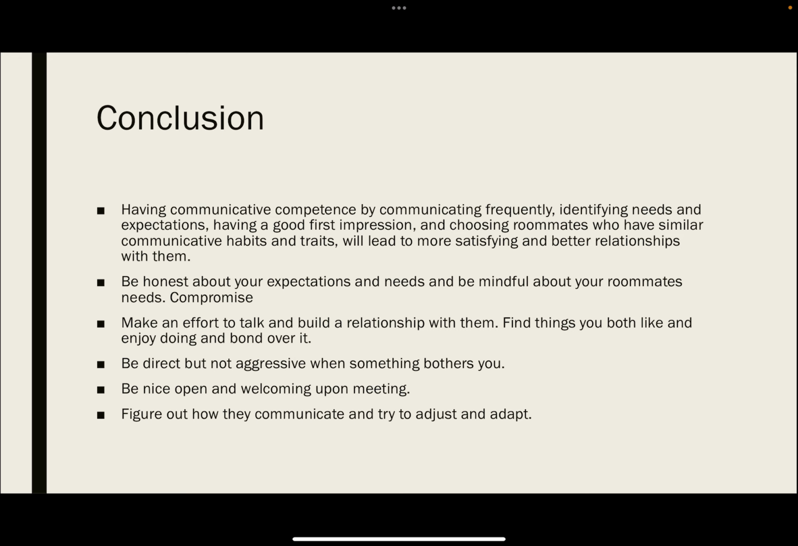Figure out how your roommate communicates and try to adjust and adapt to that. Understanding how you and your roommate communicate with one another will better help you guys build your relationship faster and have and maintain a positive relationship.